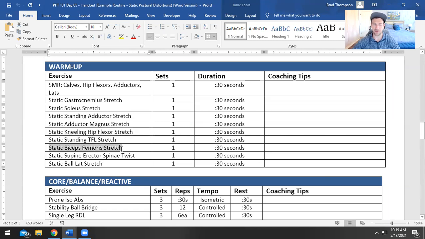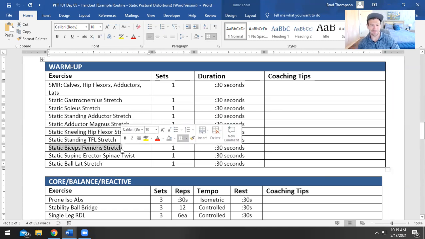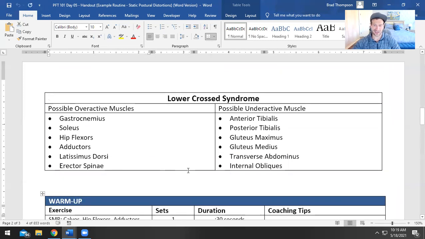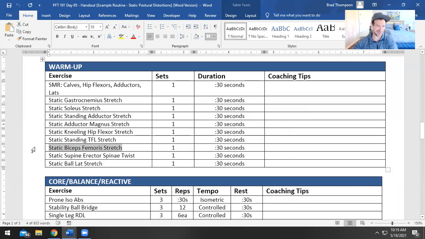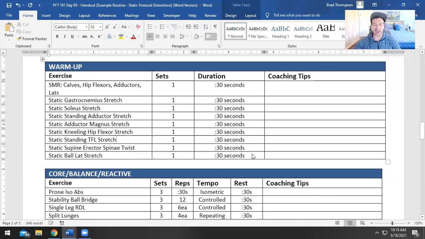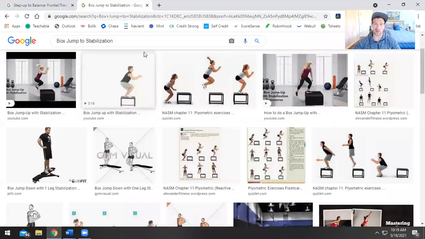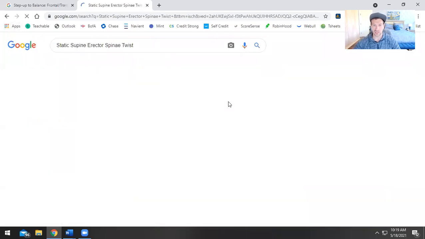There's that biceps femoris again. That actually doesn't technically need to be in here. That's funny. I don't know why it's in here, actually. Delete that. Erector spinae, right? So that's the low back, which is very, very tight. So they're going to do a static erector spinae twist. That's basically going to look like this.